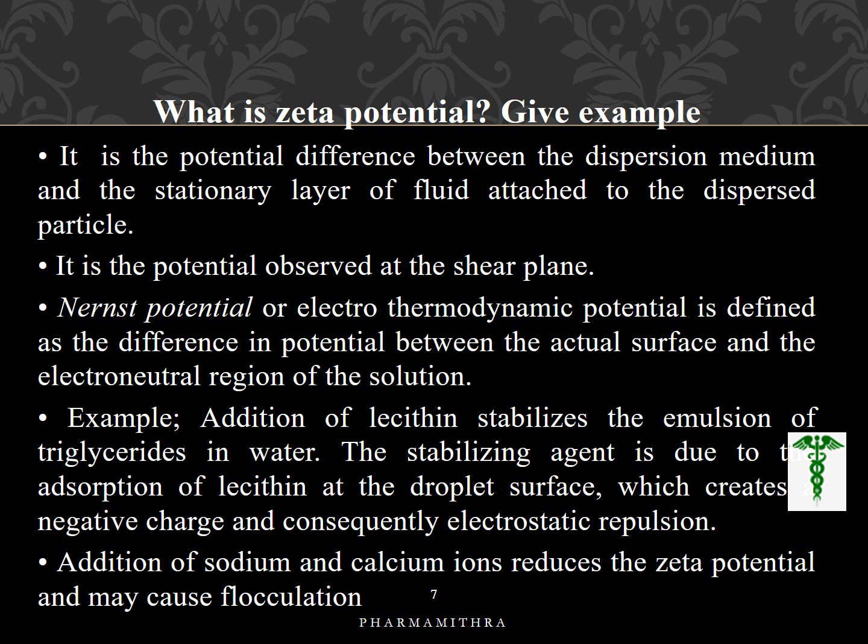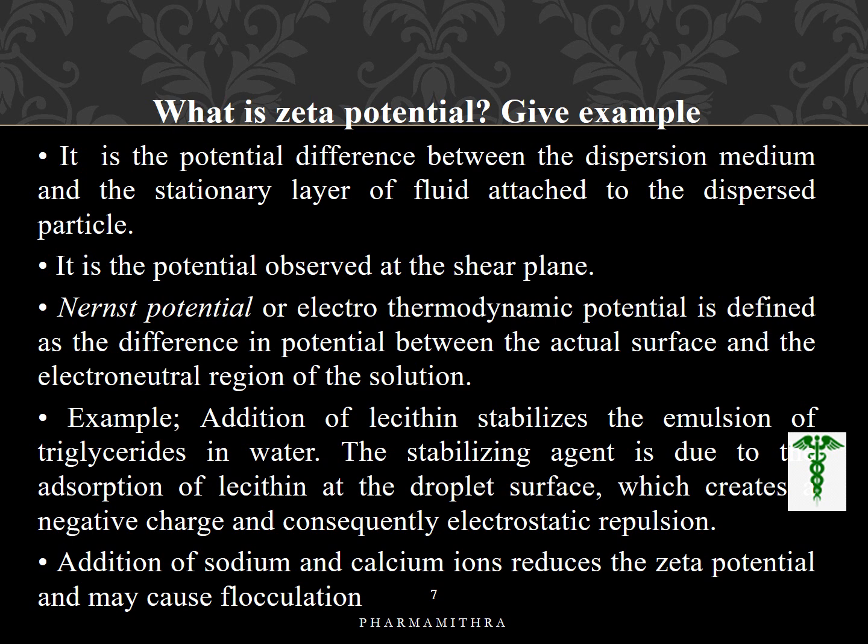So zeta potential, they're asking what is zeta potential? Give an example. Zeta potential means if we are keeping two particles in the dispersion medium, what happens is that at the two ends, it will create a potential difference. So zeta potential means the potential difference between the dispersion medium and the stationary fluid. That is what is meant by zeta potential, and this potential difference can be seen at the shear plane.